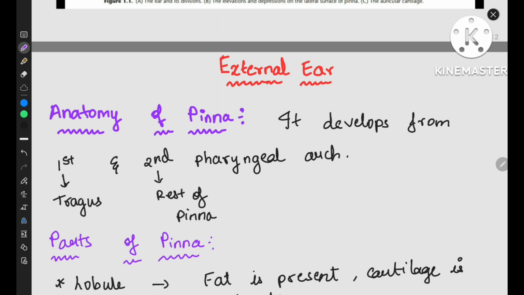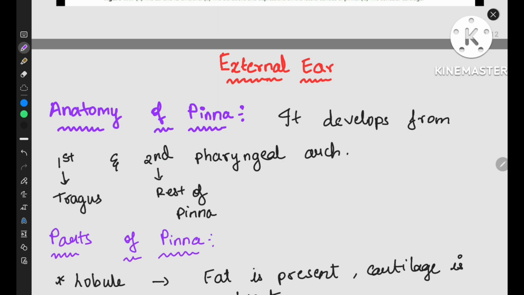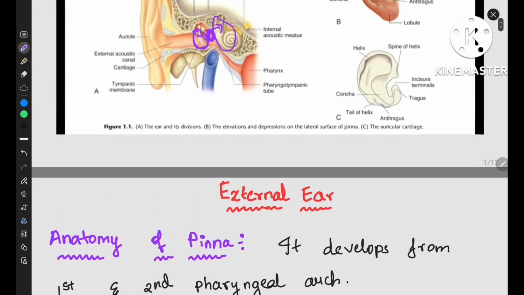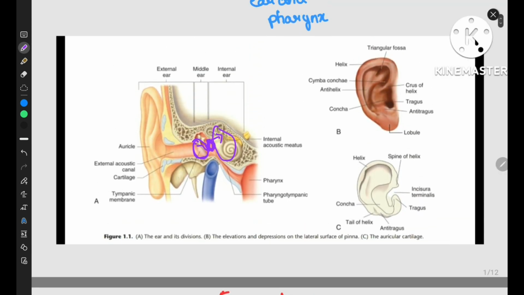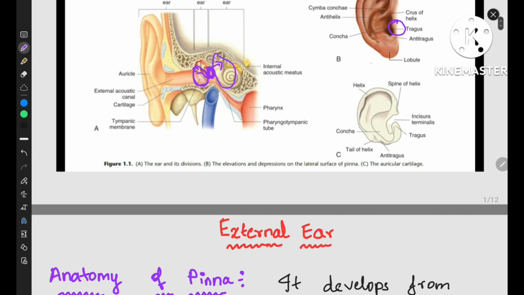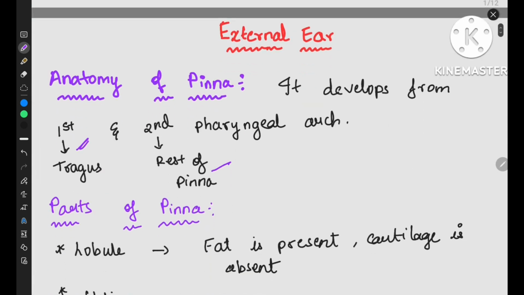Now let us discuss the anatomy of the pinna. It develops from the first and second pharyngeal arches. The tragus part of the pinna develops from the first pharyngeal arch, whereas the rest of the pinna develops from the second pharyngeal arch. Here we find the tragus. See here, this develops from the first pharyngeal arch. The remaining pinna develops from the second pharyngeal arch.